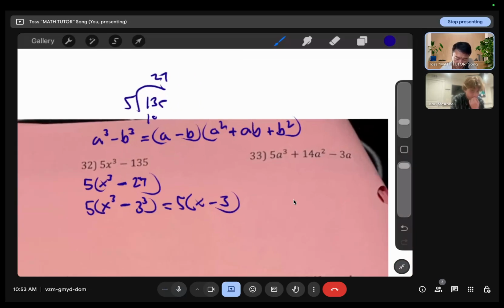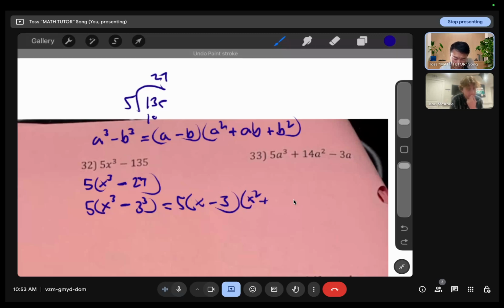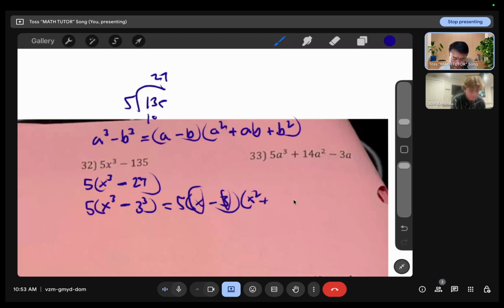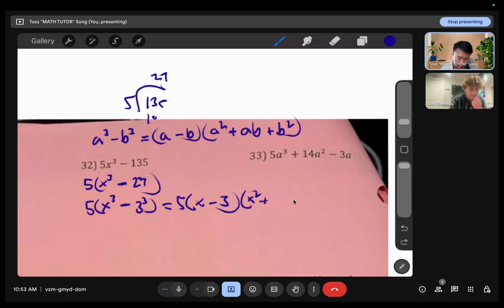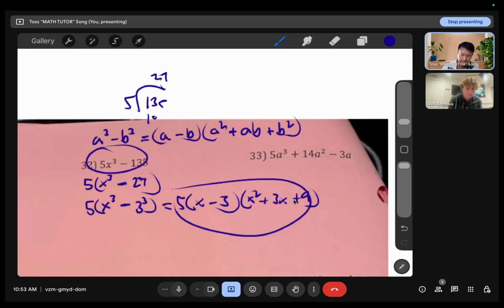See that? Then continue here. And then a squared, which is going to be x squared, plus ab, this times that. No minus or anything, okay? You already established that x is a, 3 is b, not negative 3. It's just the minus in between. So it'll be 3x plus b squared, which is 9. Okay, done. So this is done for this problem here.